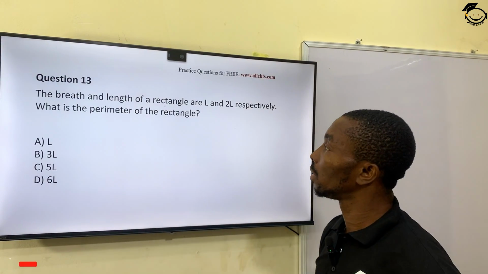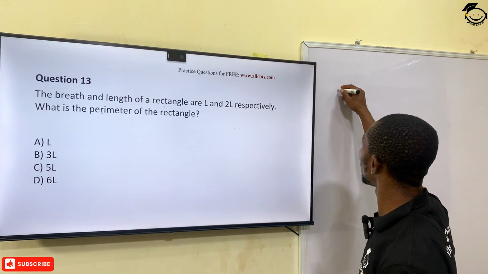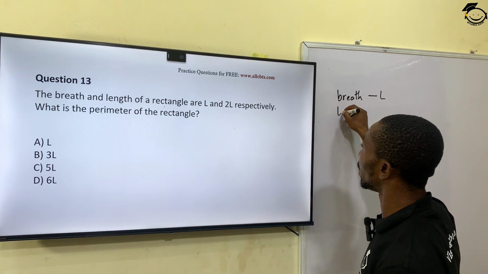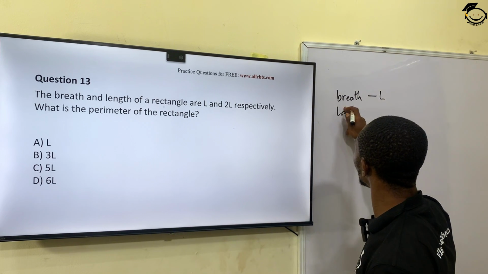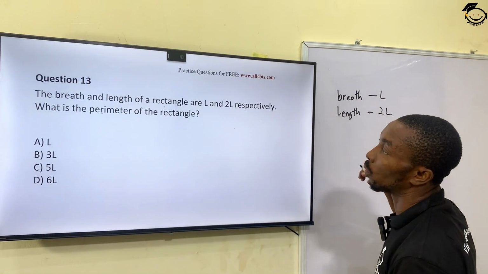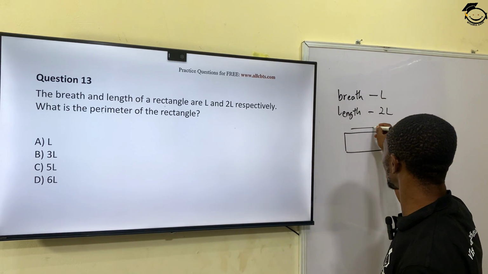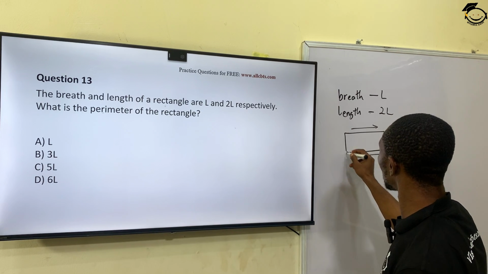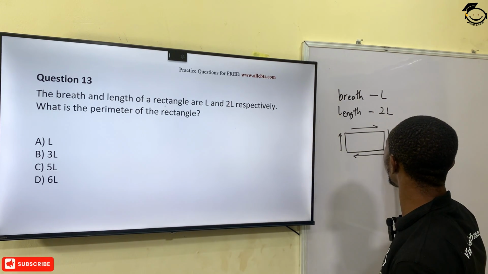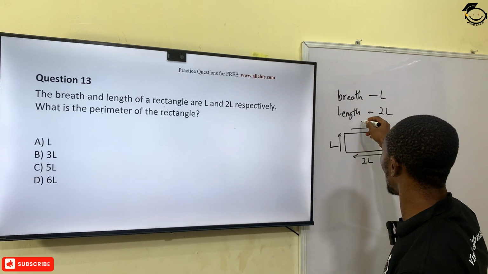The breadth and length of a rectangle are L and 2L respectively. That means we have our breadth as L and length as 2L. Now, what is the perimeter of the rectangle? Perimeter is the distance round an object. For this rectangle, we have our breadth as L and our length as 2L. So this will be L and 2L.